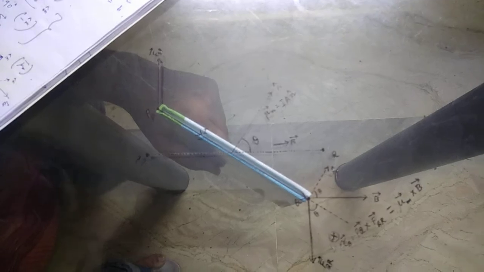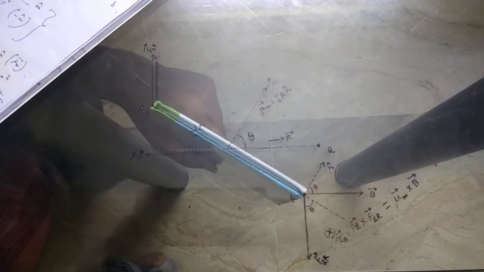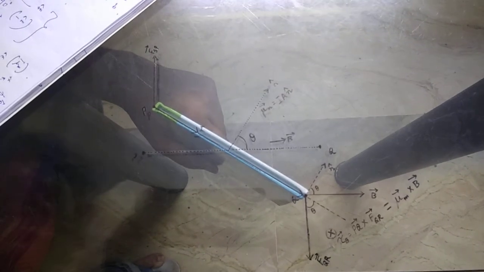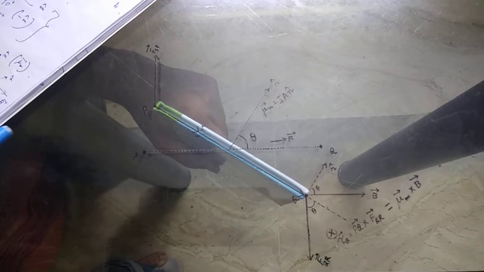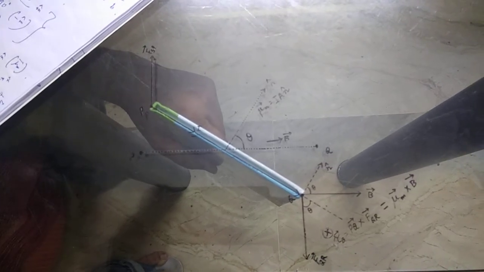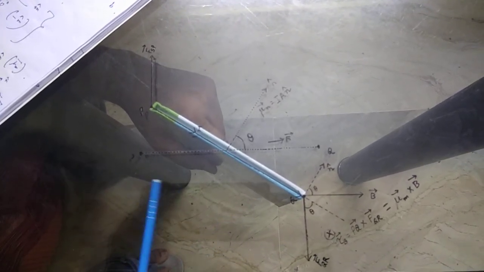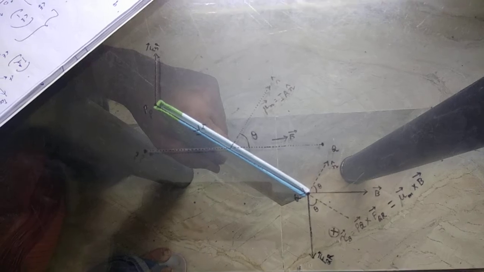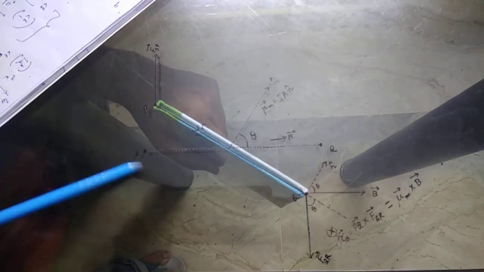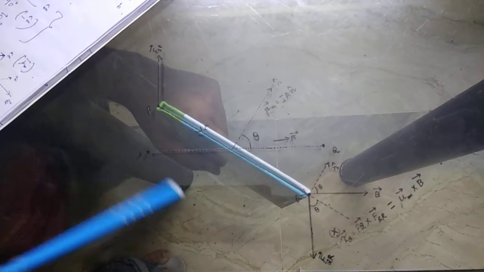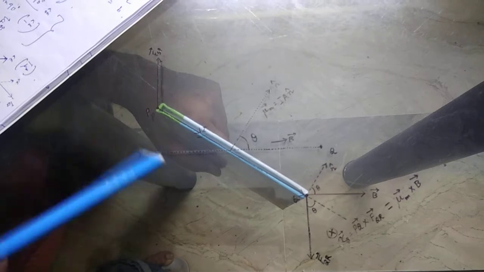I want to extend my discussion from the last video, that is the total amount of torque acting on a current carrying loop placed in a magnetic field. I'm just trying to demonstrate it. Hope this will be more clear after this demonstration.